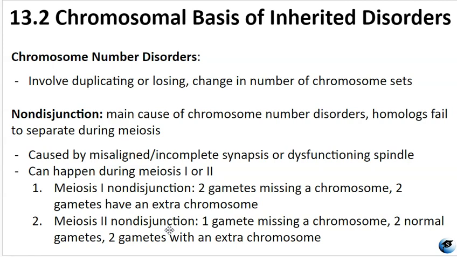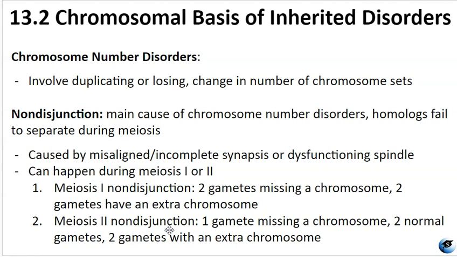Nondisjunction occurs when homologous chromosomes or sister chromatids fail to separate during meiosis. Some causes of nondisjunction include misaligned synapses, an incomplete synapsis, or a dysfunction in the spindle apparatus. And it can happen during meiosis 1 or meiosis 2.